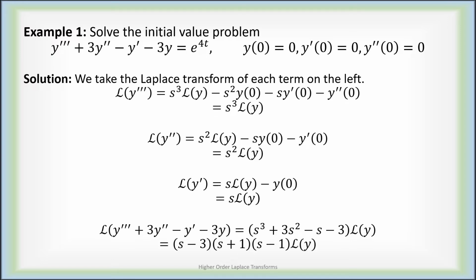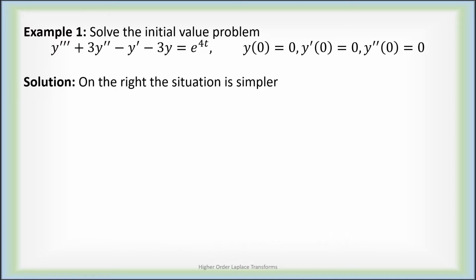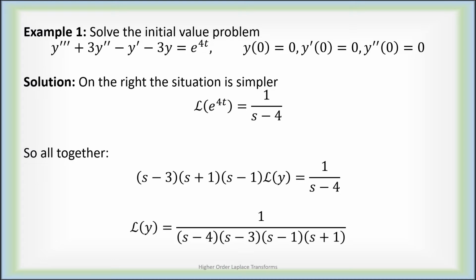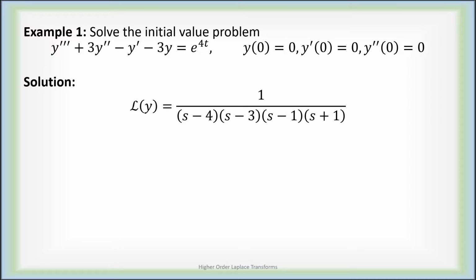This characteristic polynomial factors quite nicely as (s - 3)(s + 1)(s - 1). On the right-hand side, we also take a Laplace transform, but it's a lot easier. The Laplace transform of e^(4t) is just 1 over s - 4. So, setting the left equal to the right, we have (s - 3)(s + 1)(s - 1) times the Laplace transform of y is 1 over s - 4. Dividing by (s - 3)(s + 1)(s - 1), the Laplace transform of y is just this rational function right here.